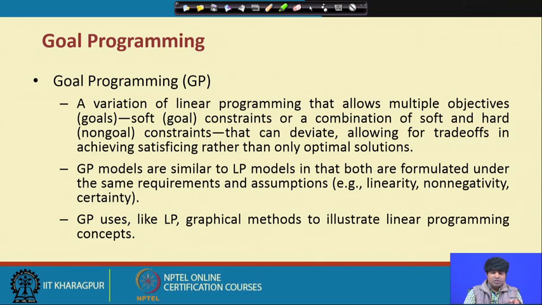So goal programming models are similar to linear programming models, in that both are formulated under the same requirements and assumptions, that is linearity, non-negativity, and certainty, and the typical restrictions. And goal programming, like linear programming, uses the graphical method to highlight the particular concept. Whatever problems we have discussed, whether simple linear programming, integer programming, or goal programming, we can use either the graphical method or the simplex method to look for the optimal solution.